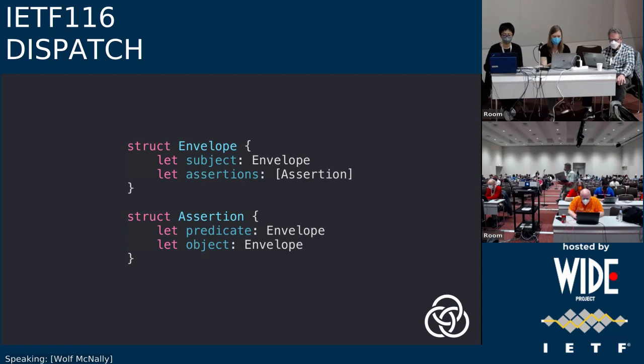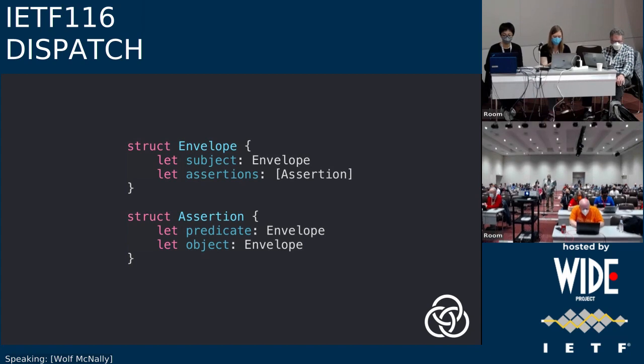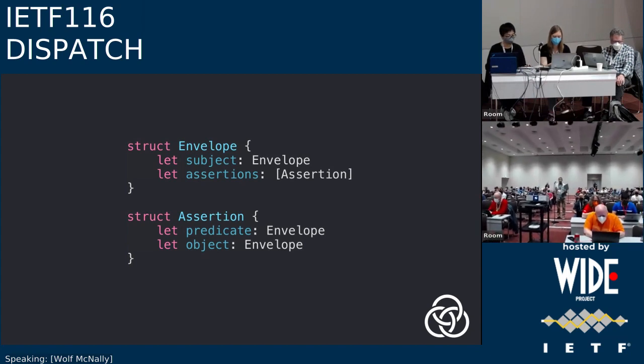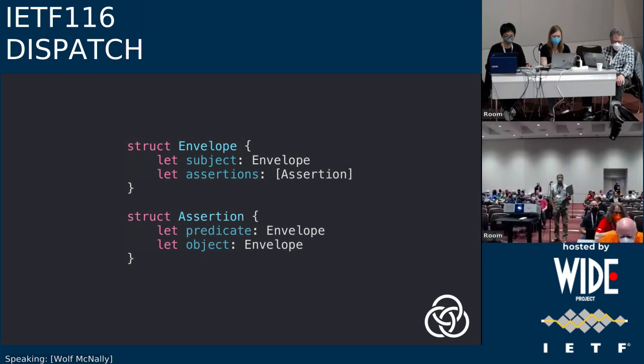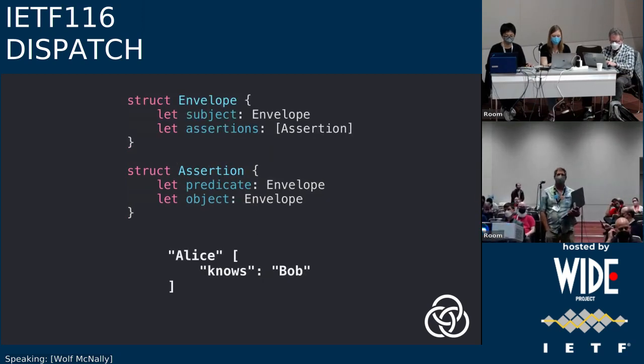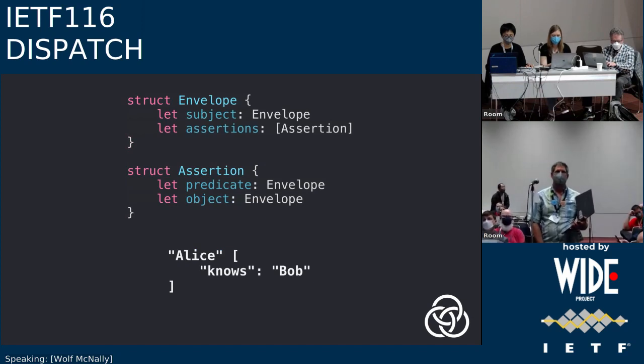The notional structure of an envelope is just a subject and a set of assertions about that subject. An assertion is a predicate and object. So you're probably familiar with semantic triples, but envelopes go far beyond that basic concept, even though they appear to have that kind of structure. So this is a semantic triple, Alice knows Bob. What you see down below is what we call envelope notation. It's a way of summarizing the actual CBOR format in a human readable format.